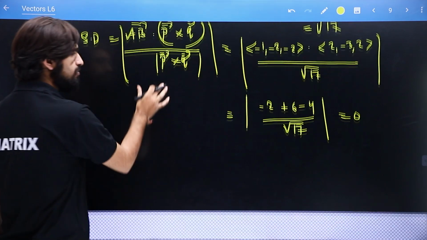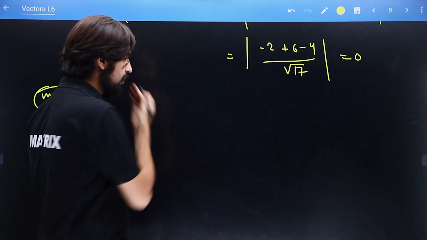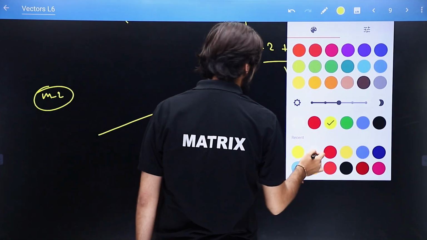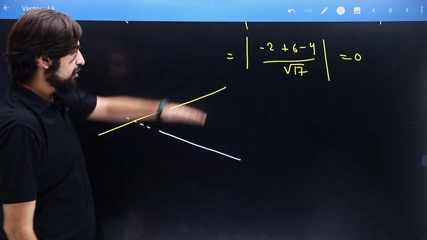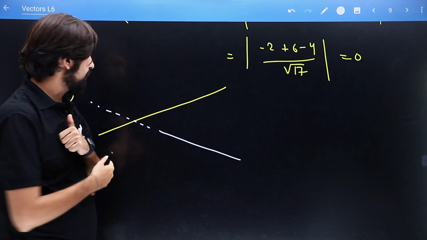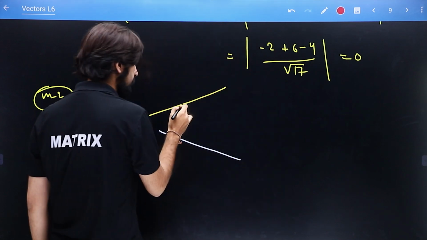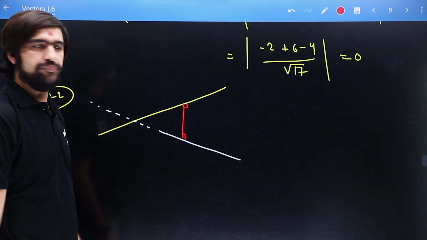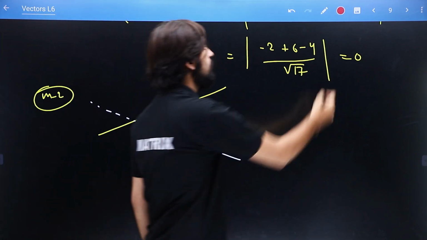Okay. What was the method to find the shortest distance between two lines? I am creating skew lines. This is your yellow line. This is your white line. These are not intersecting each other. So now you have to find one line, let's say the red one, which is perpendicular to both. Let's say this is L, this is your M. This is perpendicular to both.